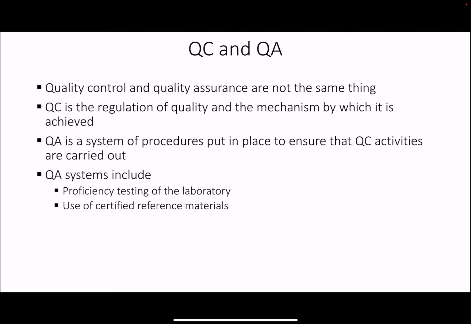So the other thing to keep in mind is quality control and quality assurance. And they're not exactly the same thing. QC is how you achieve quality or how you regulate the mechanism that's happening in your lab. Quality assurance is a system of procedures that you put in place to make sure that the QC actually happens. So QA is more of a system. So this can be proficiency testing of the laboratory, or in our case, the use of certified reference materials.